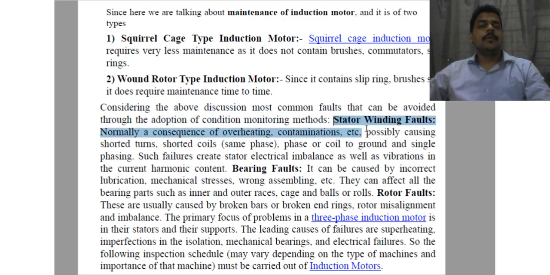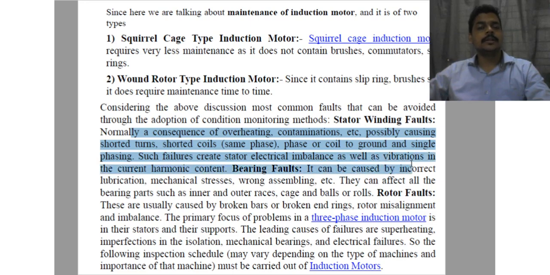The stator winding faults are normally a consequence of overheating, contamination, etc., possibly causing shorted turns, shorted coils, phase or coil to ground faults, and single phasing. Such failures create stator electrical imbalance as well as vibrations and current harmonic content. So that is related to the stator winding fault.